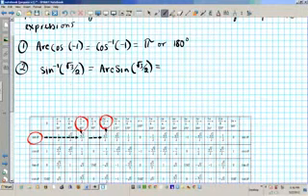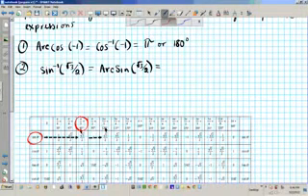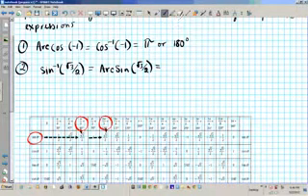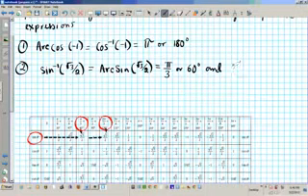Okay. I kind of wrote over my answer, so I'm going to erase it and rewrite it. So this is your second answer right here. All right. So my answers for the inverse sine of √3/2 are going to be pi over 3, or 60 degrees, and 2 pi over 3, or 120 degrees. Okay, so we have two answers for this one.